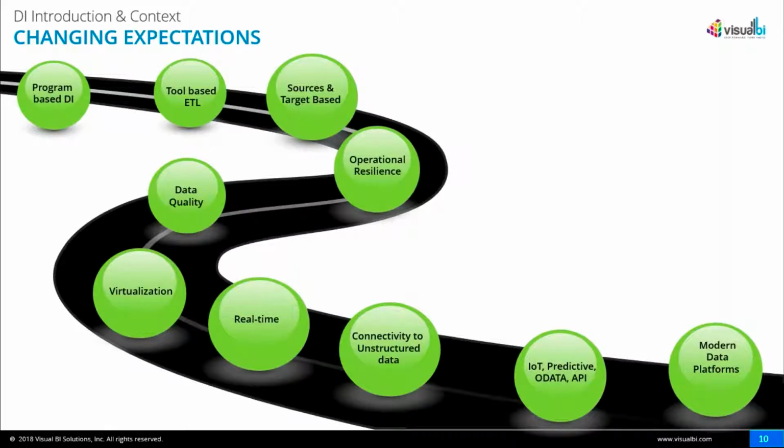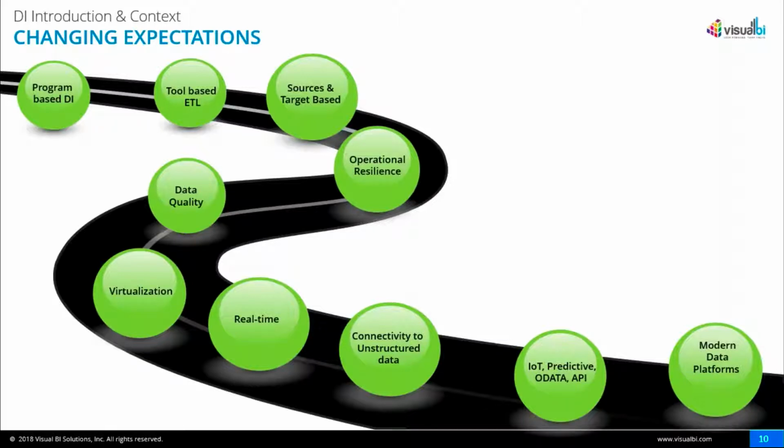Then virtualization of data. I don't want to bring in my data today unless I know that it is important for my analytic purpose. Only then I want to bring the data. That is, virtualization became the norm. Then real-time integration was expected. And then connectivity to unstructured data came in. And today we are looking at Internet of Things, predictive capability, global standards like OData, API connectivity, and like this, we are culminating to a point where it becomes a modern data platform that can offer a wide variety of sophisticated capabilities together. So this is how the expectations have changed.